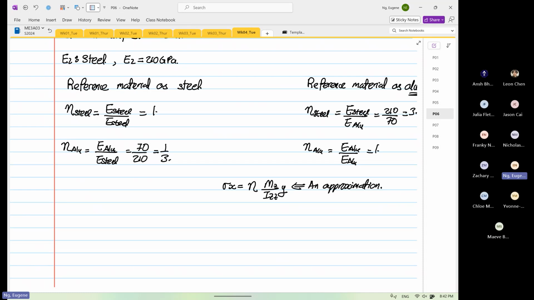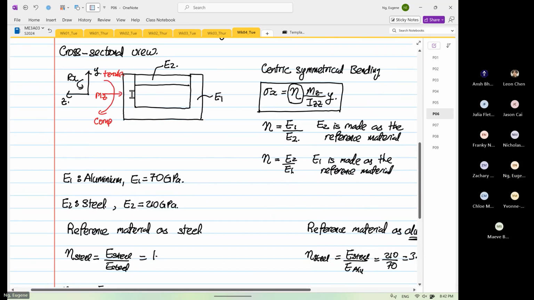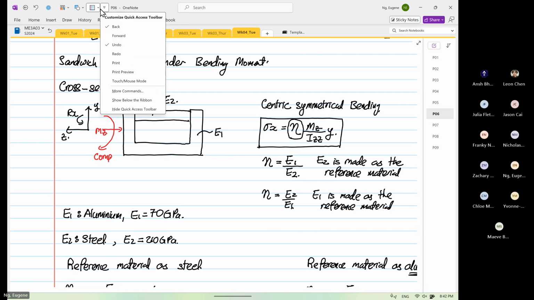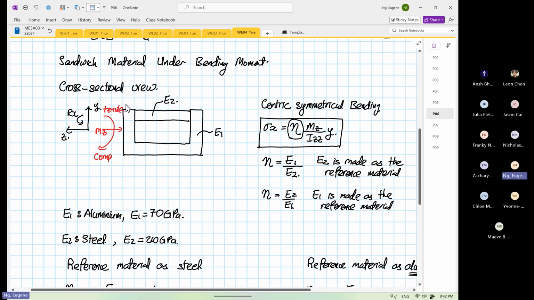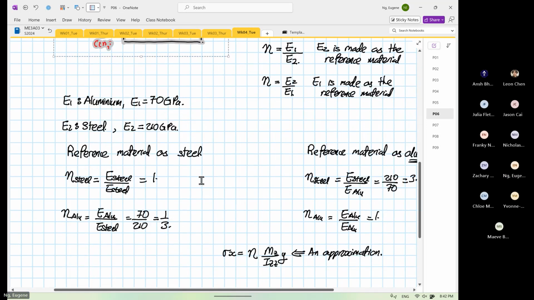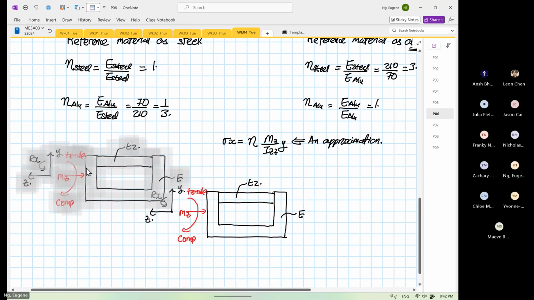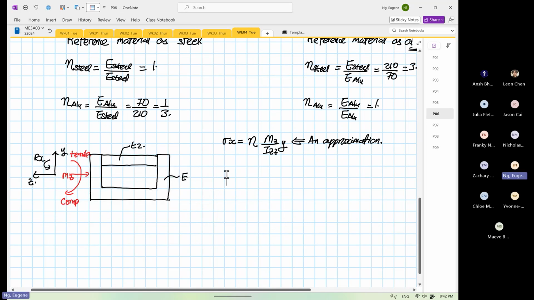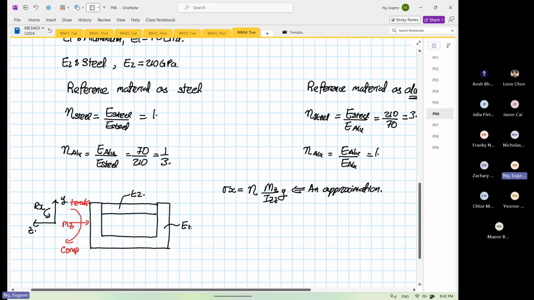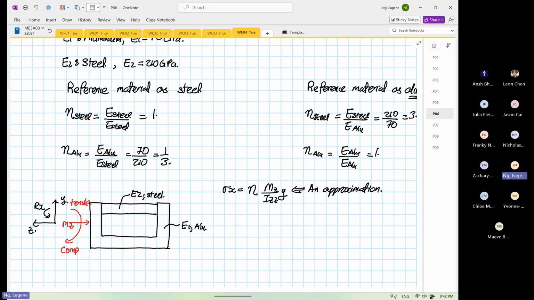What does this actually mean? Remember we drew the original shape. I'm going to switch to the other mode now. This is the original shape, right? So we know that E1 is our aluminum, E2 is our steel.